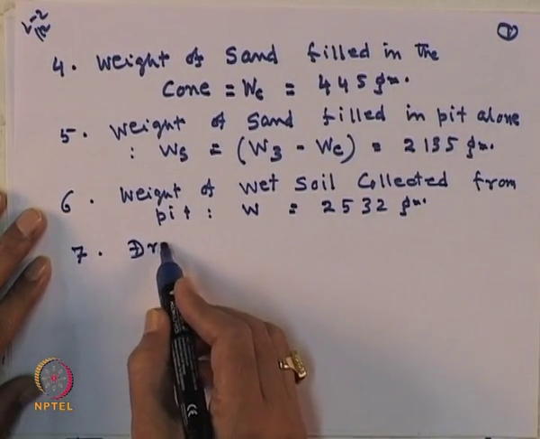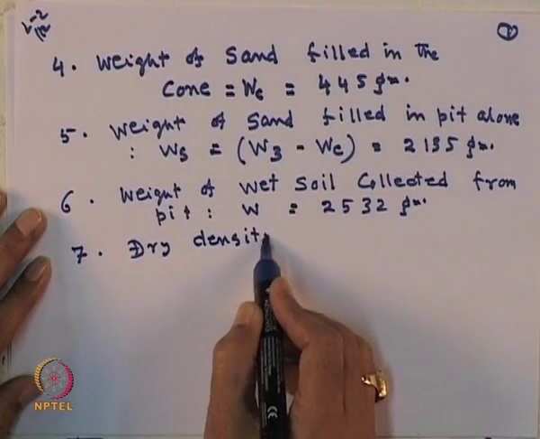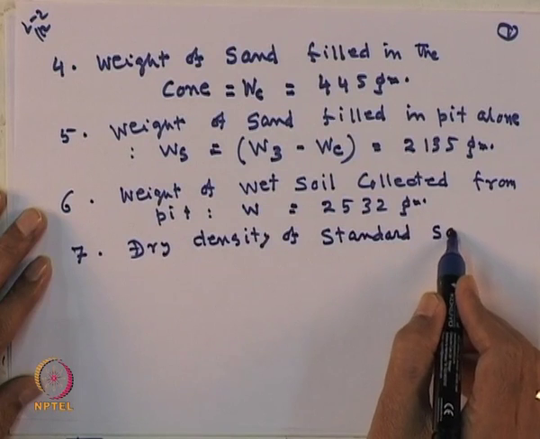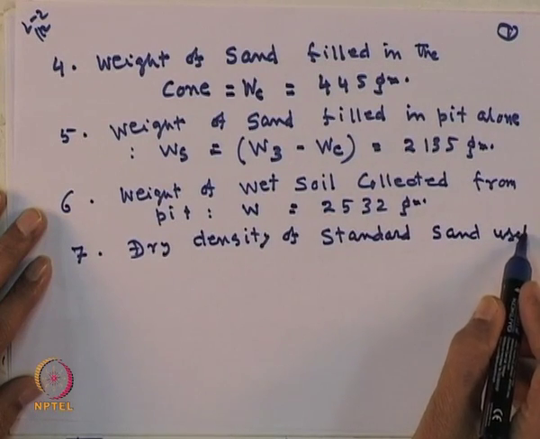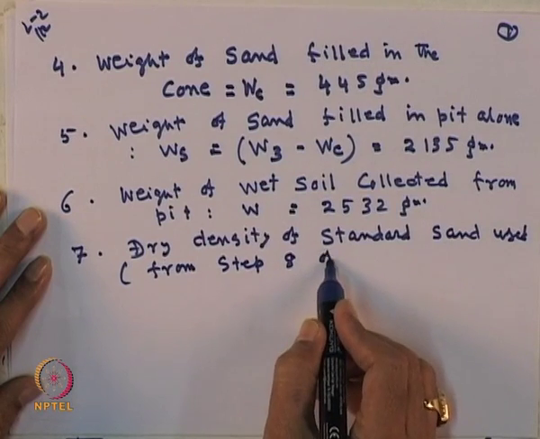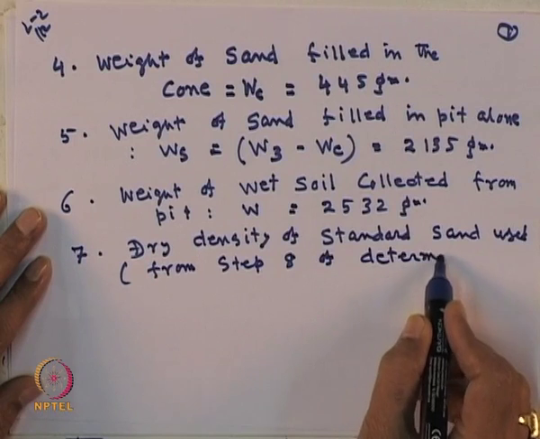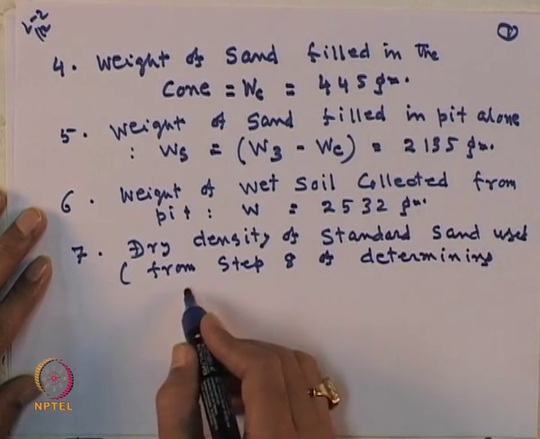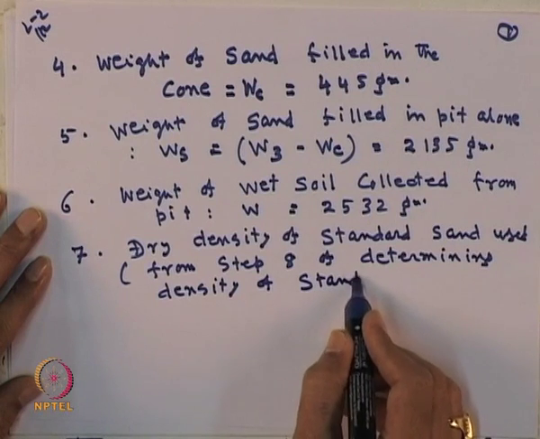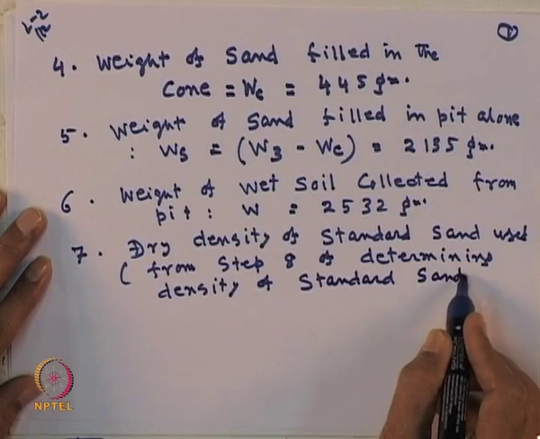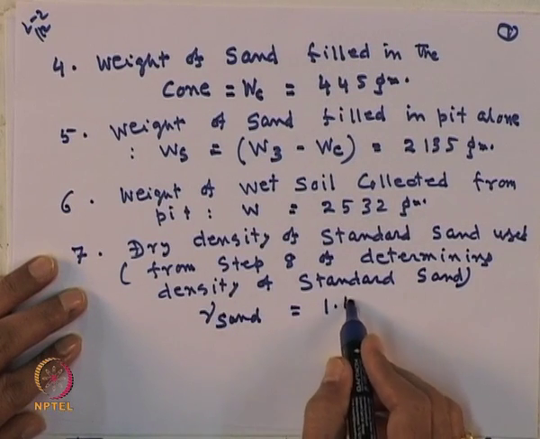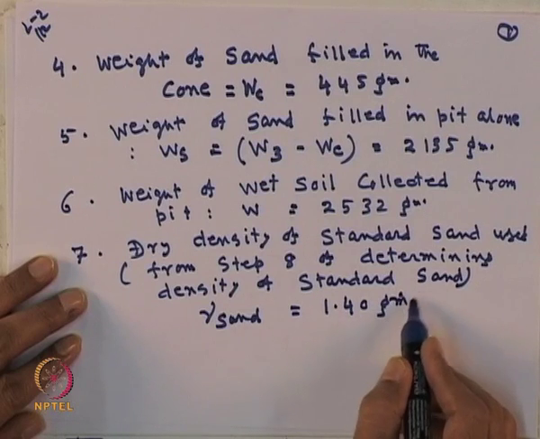Then dry density of standard sand used. This is from step 8 of determining density of standard sand, that is gamma of sand is equal to 1.40 gram per cc.